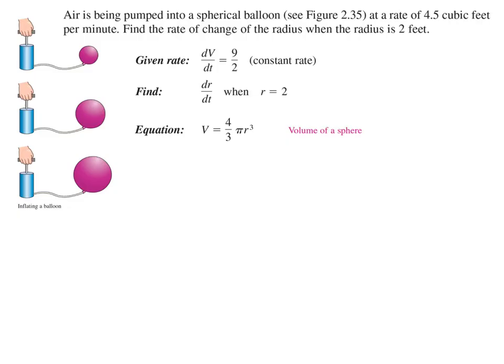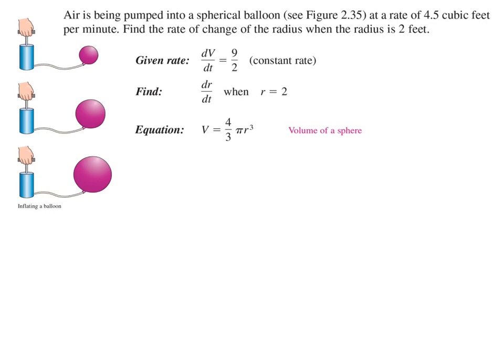Now let's get back to some examples. So let's say air is being pumped into a spherical balloon at the rate of 4.5 cubic feet per minute. Let's find the rate of change of the radius when the radius is 2 feet. Now my job is to translate all those words into math models or equations that I can work with.